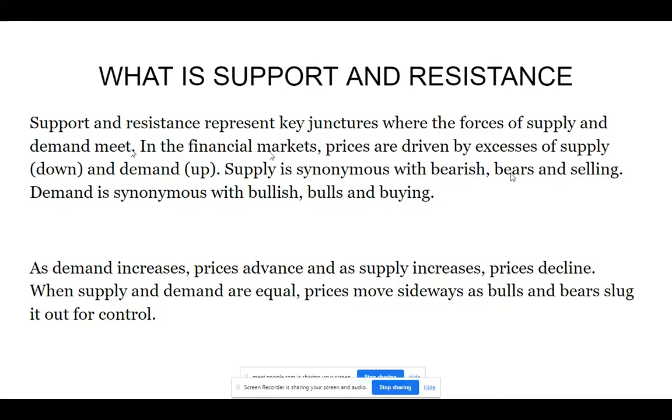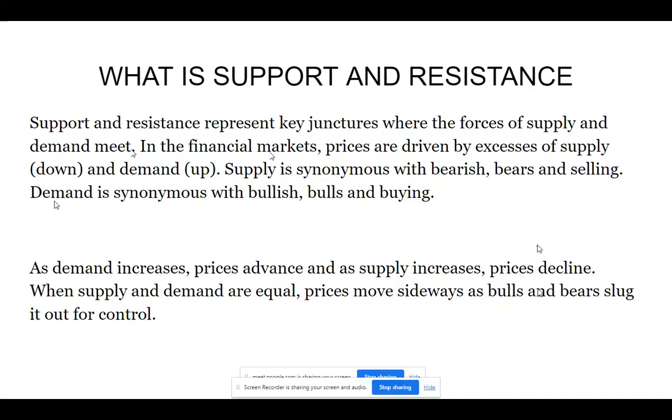So supply is synonymous with bearish, while bears and selling, okay. So demand is synonymous with bullish, which is bulls and buying. So if you see someone saying I'm buying, meaning that that person is bullish. If you see someone saying I'm selling, meaning that that person is bearish. So as demand increases, price advances, and as supply increases, price declines. So when supply and demand are equal, price moves sideways as bulls and bears slug it out for control.